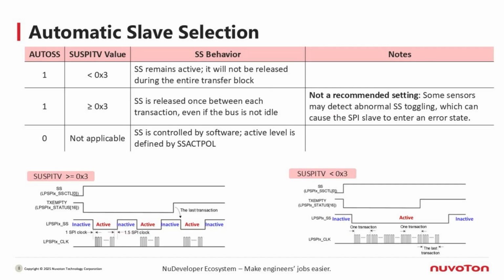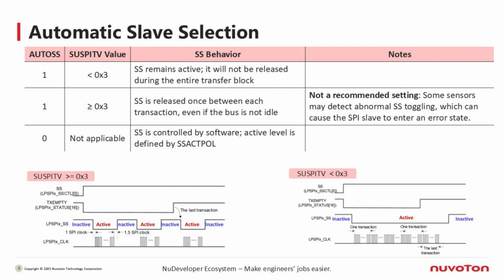Now let's go over automatic slave selection. When Auto SS is set to 1 and used with PDMA, the hardware automatically controls the SS line, so the entire transfer can run completely automatically. If your application requires special SS timing, or you need to manually switch between multiple slaves, set Auto SS to 0 and control SS via software or GPIO instead. One important note: when using this feature, the SUSPITV value must be less than 3.